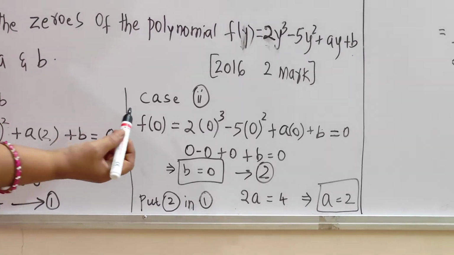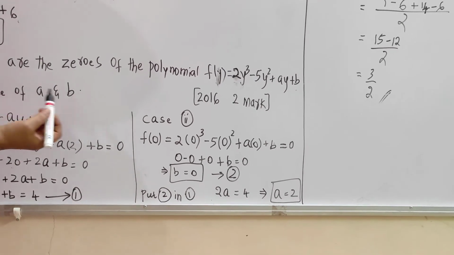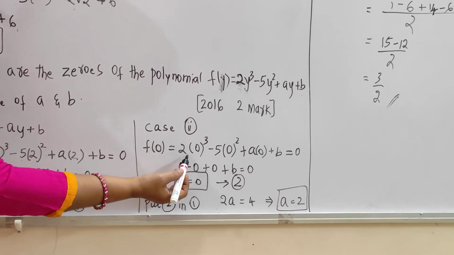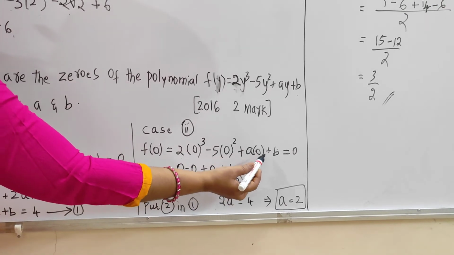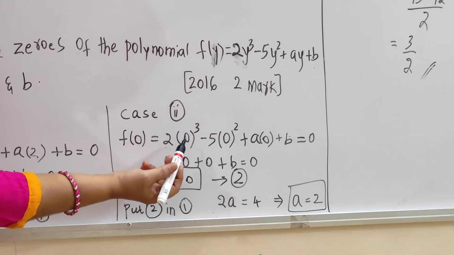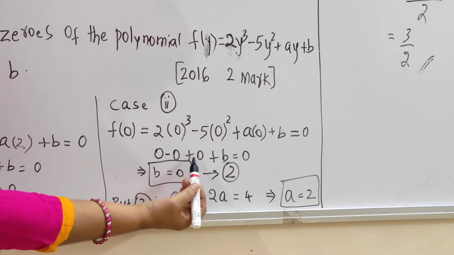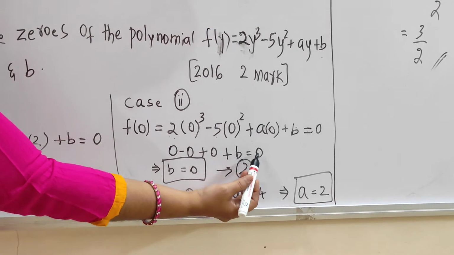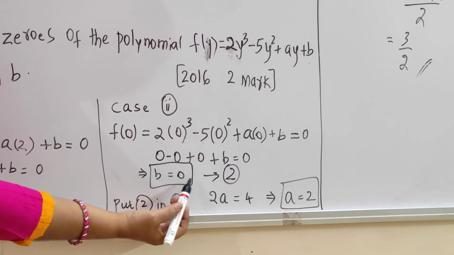Now let us come to case 2. F of 0, because y is equal to 0 it is given. So f of 0 is equal to 2 into 0 cube minus 5 into 0 square plus a into 0 plus b equal to 0. 2 into 0 is 0, 5 into 0 is 0, a into 0 is 0. All these things become 0, plus b equal to 0. So finally we got the value of b is 0.